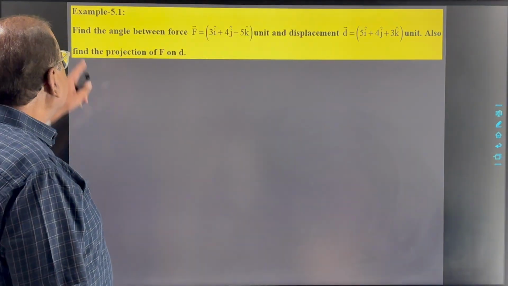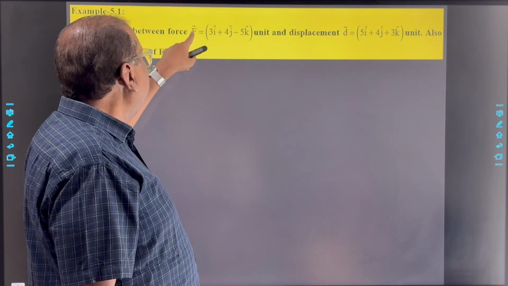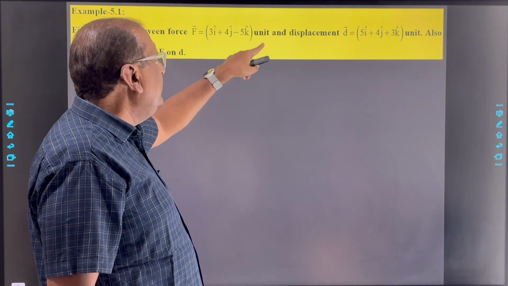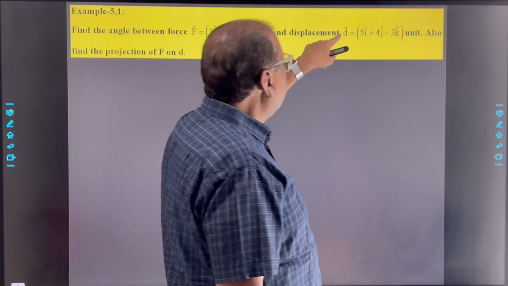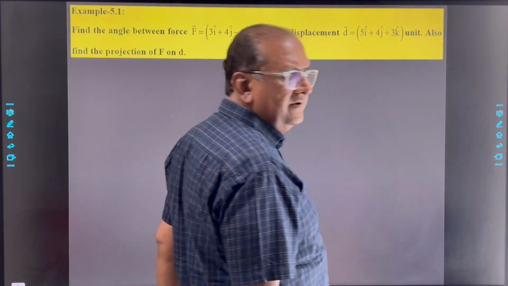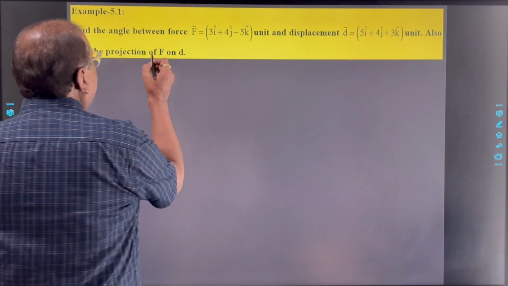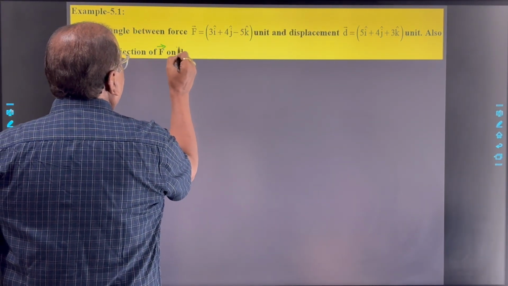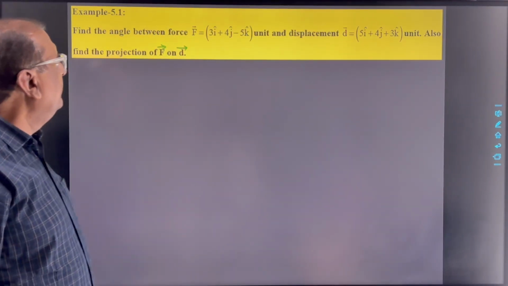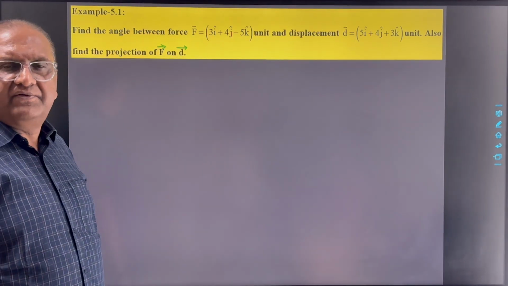Now example 5.1. Find the angle between force vector F equal to 3I caret plus 4J caret minus 5K caret unit and displacement vector D equal to 5I caret plus 4J caret plus 3K caret unit. Also find the projection of vector F on vector D. Okay. Now see here. First we have to find the angle between these two vectors.